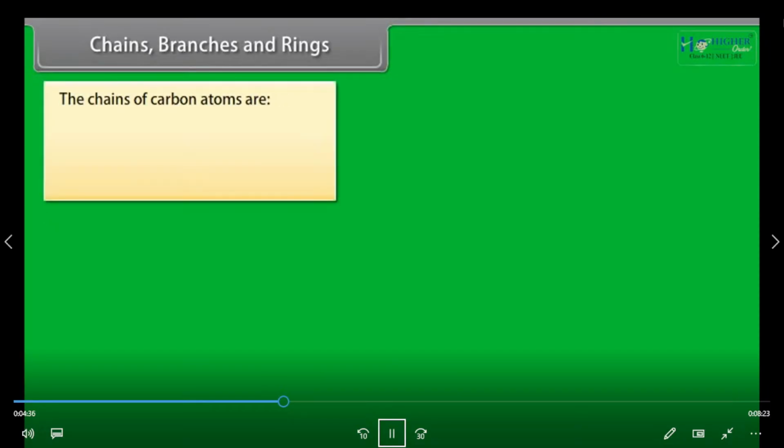Chains, branches, and rings. Many compounds contain carbon atoms that are linked with each other. The chains of carbon atoms are linear chains, branched chains, and cyclic rings.